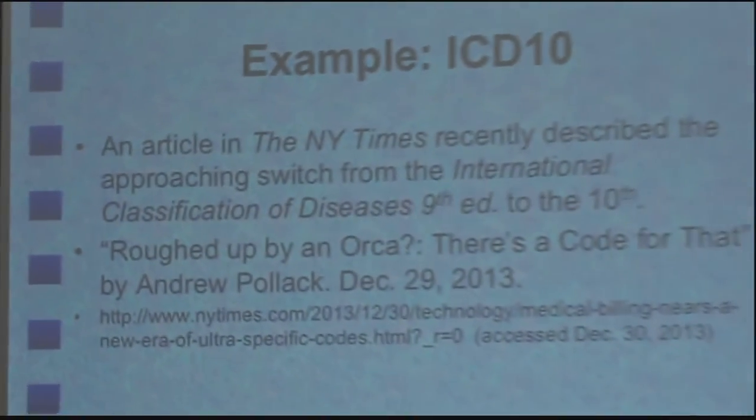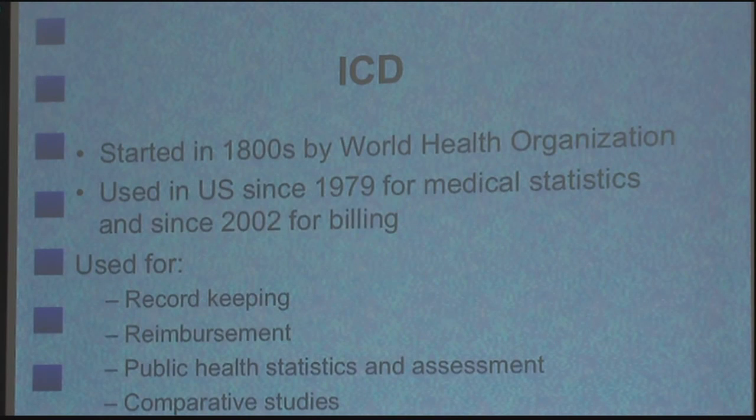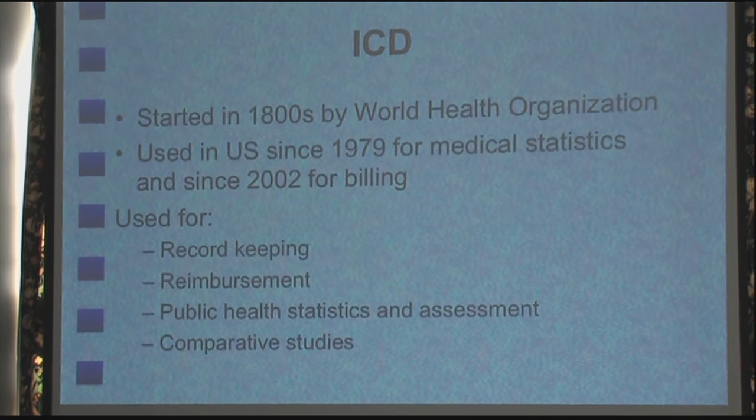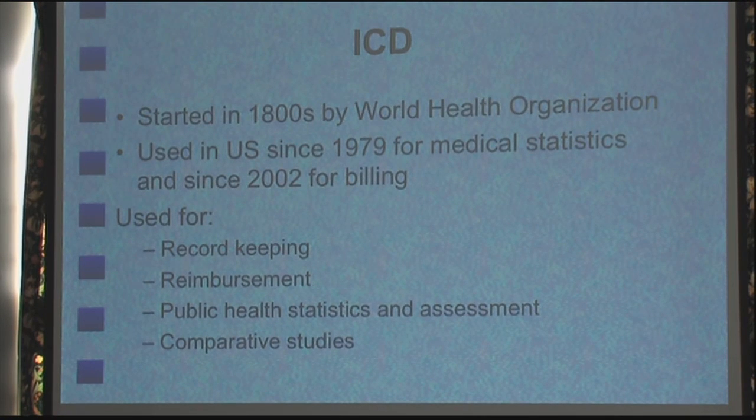So let's move on to the next one, which is, so just the other week, I'm reading the New York Times, and there's an article which I really encourage you to read if you can. Roughed up by an orca, there's a code for that. So what this has to do is the International Classification of Diseases, which was developed by the World Health Organization in the 1800s. Now, keep this in mind, this is a world classification of diseases, not an American one, or even a North American one.